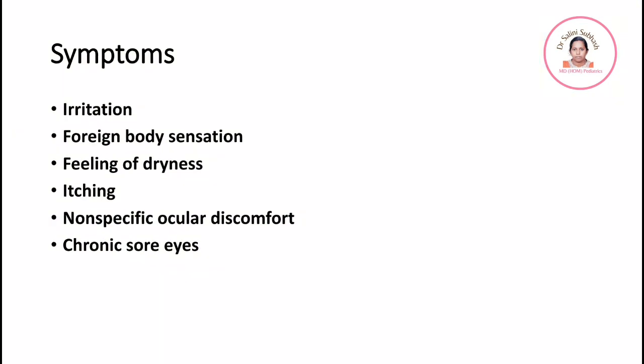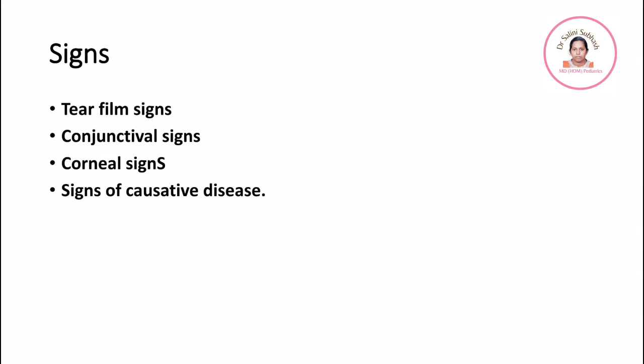Symptoms of dry eye: irritation, foreign body sensation, feeling of dryness, itching, non-specific ocular discomfort, chronic sore eyes, etc. Signs of dry eye. First one, tear film signs. It may show presence of stringy mucus and particulate matter. Marginal tear strip is reduced or absent. Froth in tears along the lid margins is a sign of meibomian gland dysfunction.